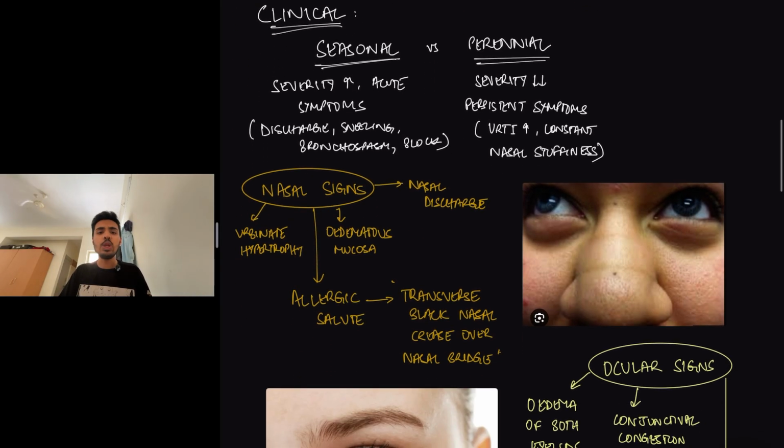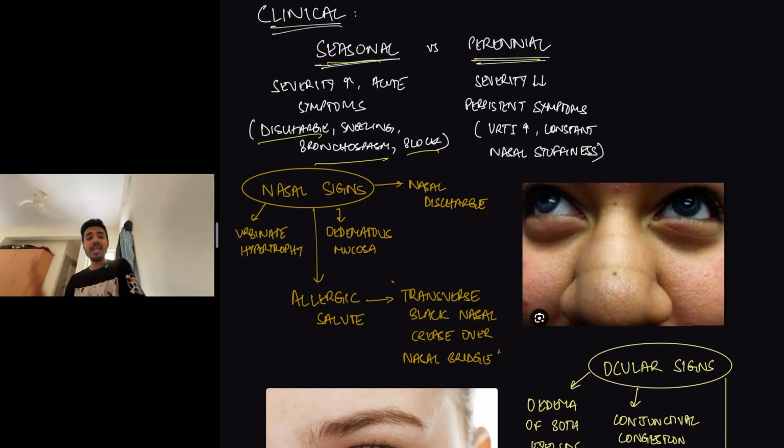Then clinically, you have two types of allergic rhinitis, that is seasonal versus perennial. Seasonal allergic rhinitis is due to seasonal allergens like pollen grains. Here, the symptoms are more severe, more acute, but self-limiting. They'll resolve on their own. They'll keep coming again and again, but they're very intense and acute. Example, as soon as you're exposed to the allergen, you start having watery nasal discharge, you start sneezing, you start itching, you start having bronchospasm, you get a nose block, nasal obstruction.